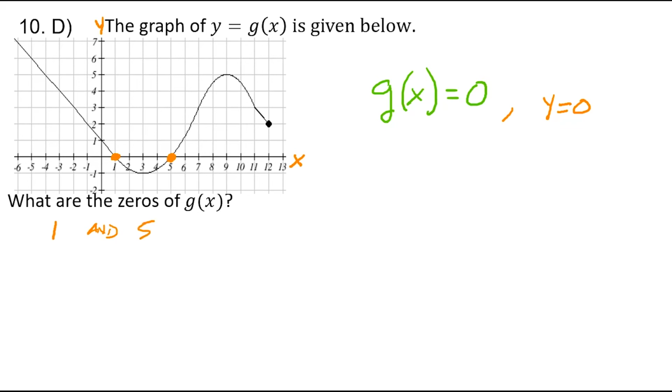5. So in other words, if I take g of 1, that's going to give me 0. And if I take g and plug in a 5 for x, then the output is going to be equal to 0. Okay, so that's how you determine the zeros of the function.